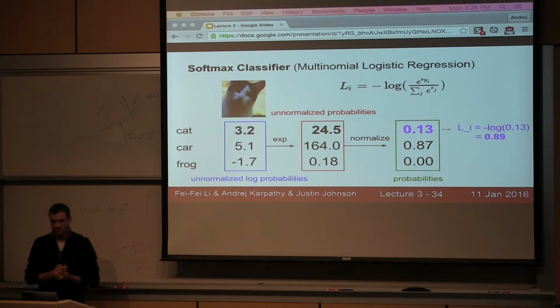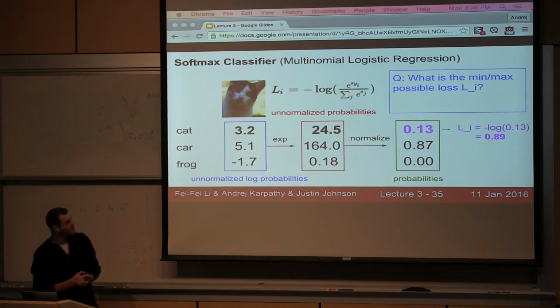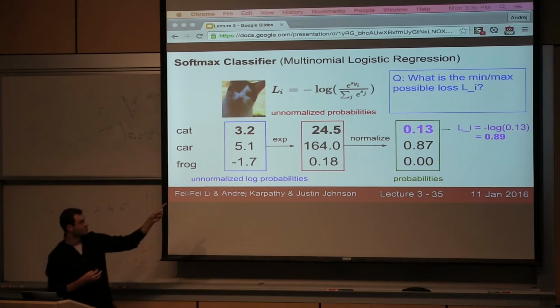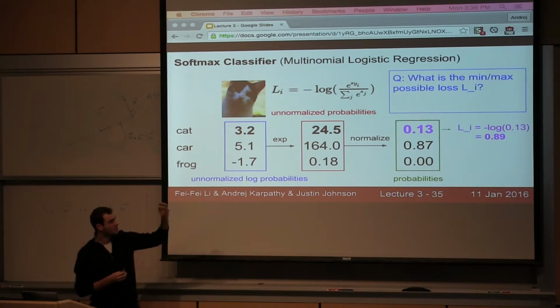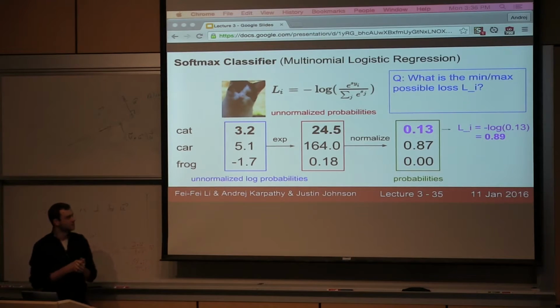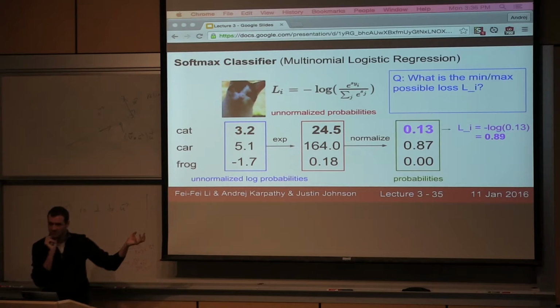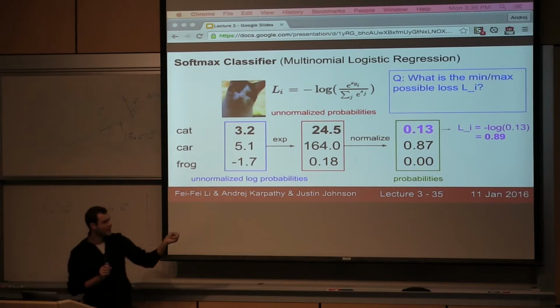Okay. So let's go over some questions now related to this, to try to interpret exactly how this works. First, what is the min and the max possible loss with this loss function? So that's the loss function. What is the smallest value and the highest value? I'll give you a chance to think about this. What is the smallest value that we can achieve? 0. And how would that happen?